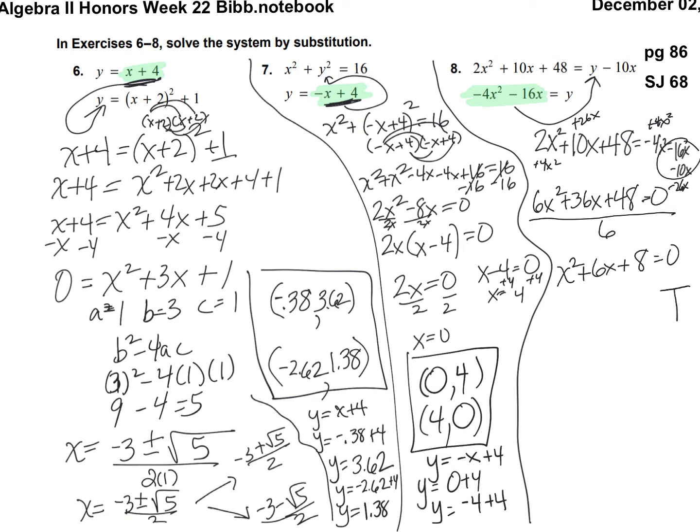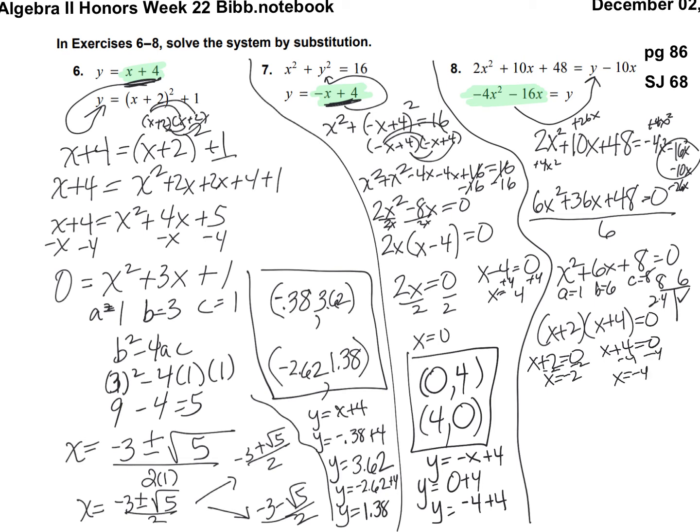Then can I factor? Can I find factors of a times c, factors of 8 that will give me a sum of 6? 2 times 4, so yes. (x plus 2)(x plus 4) equals 0. Do the zero product property, set each factor equal to 0. X will equal negative 2 on this one, and x will equal negative 4 on this one. So negative 2 and negative 4. Those are my x coordinates, negative 2 and negative 4.